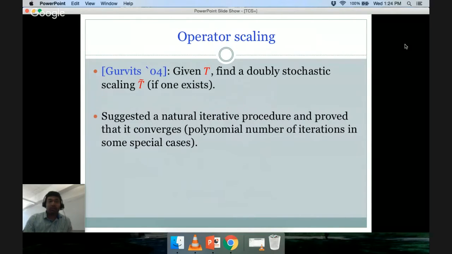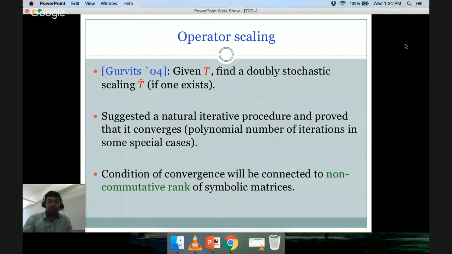And again, Gurvits suggested a natural iterative procedure for finding a scaling and proved that it converges, under some non-degeneracy conditions. He also proved that it converges in a polynomial number of iterations in some special cases. The condition of convergence will actually be connected to the non-commutative rank of symbolic matrices, which will come later. So hold on for the condition of convergence, but I'll present the algorithm now.